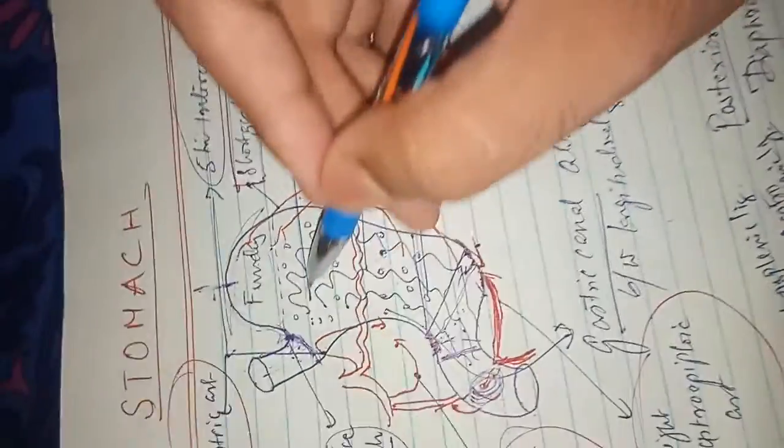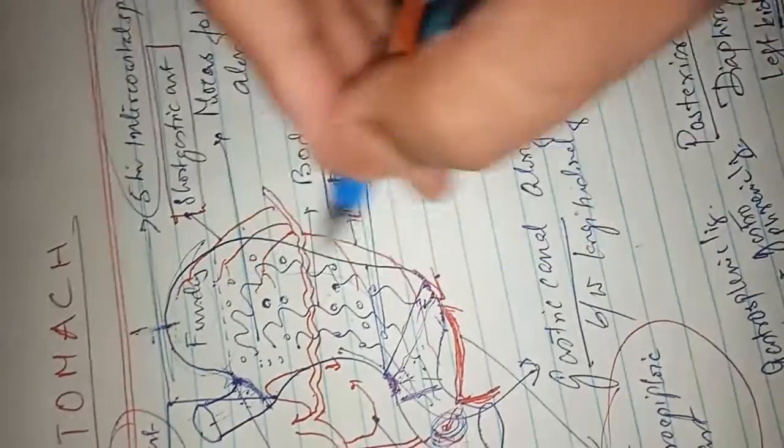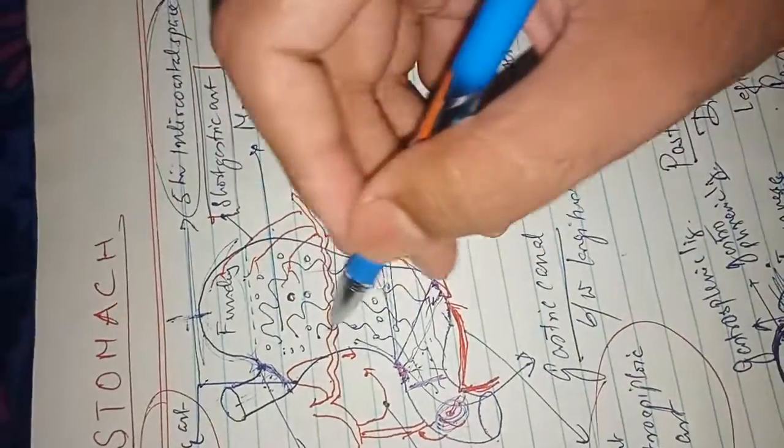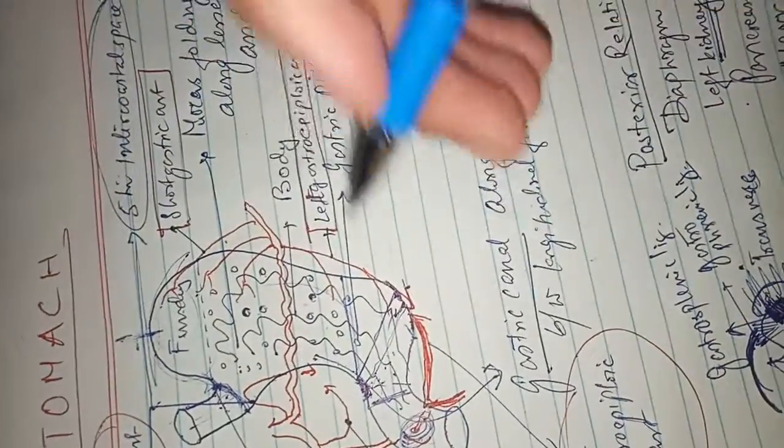That is a cardiac pain because it is in the cardiac relation. Now coming to the body. The body is the main part of the stomach where the food content is present, and all the digestion and absorption of the food takes place in the body.